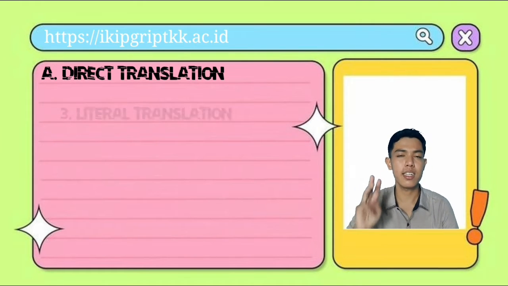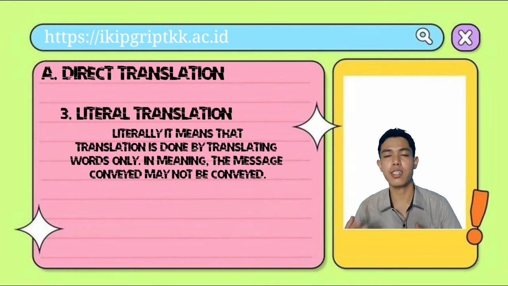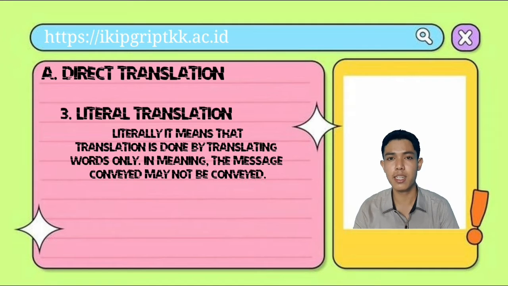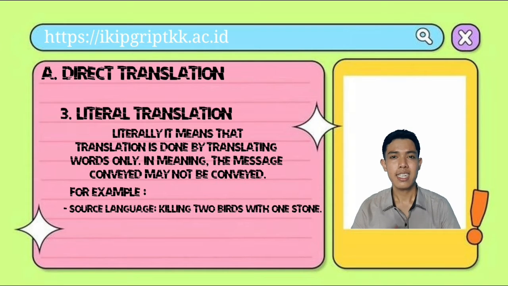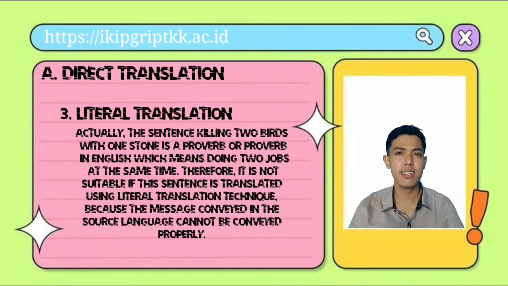And the third is literal translation. Literally, it means that translation is done by translating words only. In meaning, the message conveyed may not be conveyed. For example, source language: killing 2 birds with 1 stone. Target language, in Bahasa: membunuh 2 burung dengan 1 batu. Actually, the sentence killing 2 birds with 1 stone is a proverb in English, which means doing two jobs at the same time.